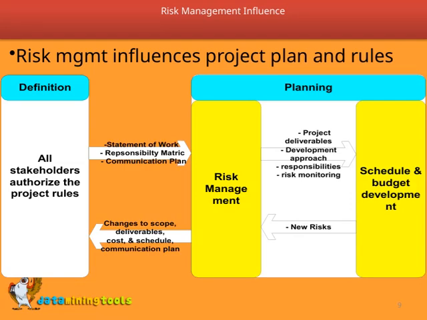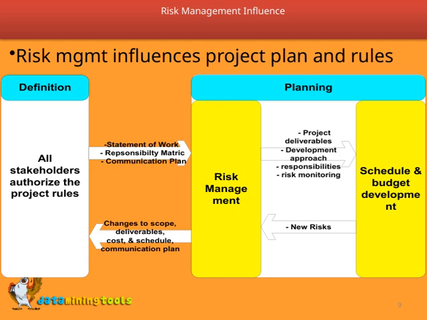Now, let's talk about how risk management influences both the project plan and the rules we set. When we identify potential risks early on, it allows us to adjust our project plan accordingly, making it more realistic and achievable. This means we can allocate resources more effectively and set more accurate timelines. Additionally, risk management helps us establish rules or protocols to mitigate those risks. These rules serve as guidelines for our team to follow, ensuring everyone is aware of the precautions they need to take. Overall, integrating risk management into our planning process is essential because it directly impacts the success of the project.